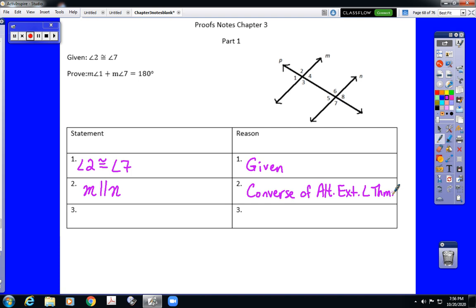Now, if M is parallel to N, that means that 1 and 7 are consecutive interior angles, and the measure of angle 1 plus the measure of angle 7 must be 180 degrees by our consecutive exterior angle theorem.